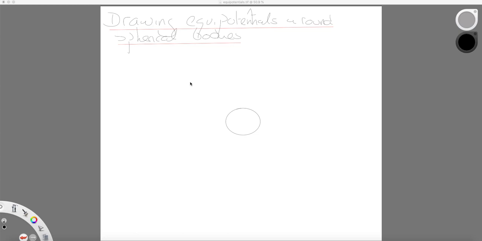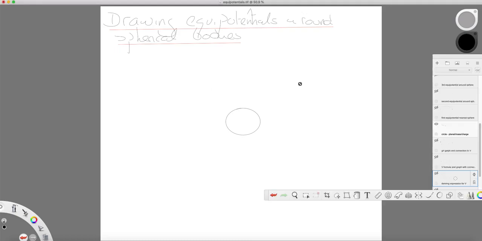So we've talked about gravitational potential. Let's now look at drawing equipotentials. And the first thing we need to say is what an equipotential is. So let's do that.